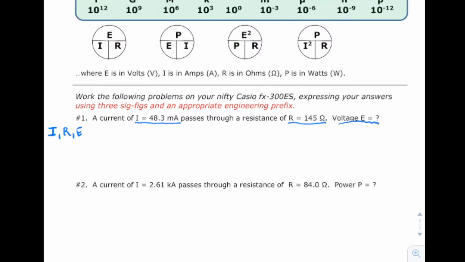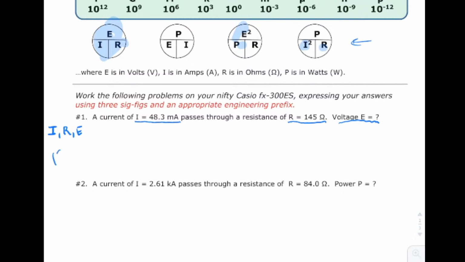So you come back up here and you look at these circles and you say, hey, do you have an I, an R, and an E? Do you have an I? You don't have an I. Do you have an I and you don't have an R? So it's this circle. That's the circle that has the I, the R, and the E in it. That's the circle we're going to want. So maybe instead of copying the circle, I'll just say first circle.